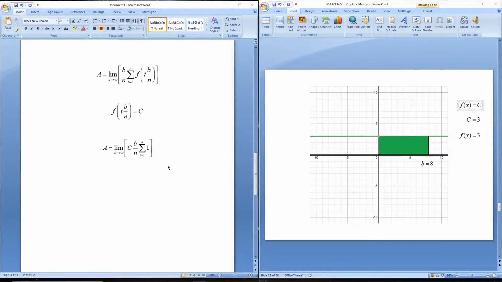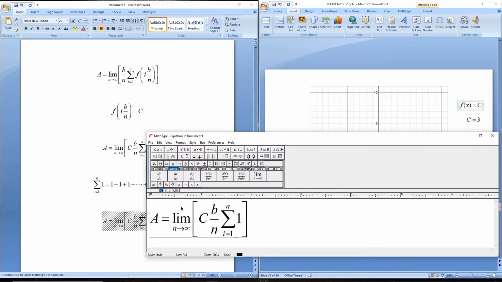So what we need to figure out then is what is this sum? If we sum 1 n times, well, that just means 1 plus 1 plus 1, we're doing it n times. And if you sum n ones, you get n. And so we can replace that summation with n. This thing will always be n. Now notice these n's do cancel, and so we're just left with a b here.